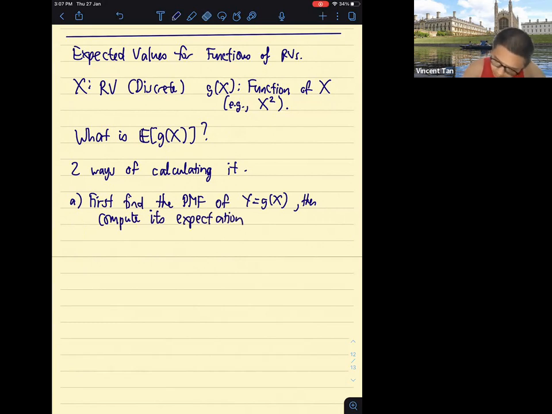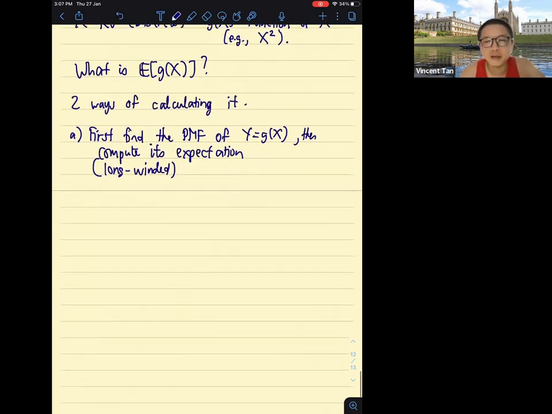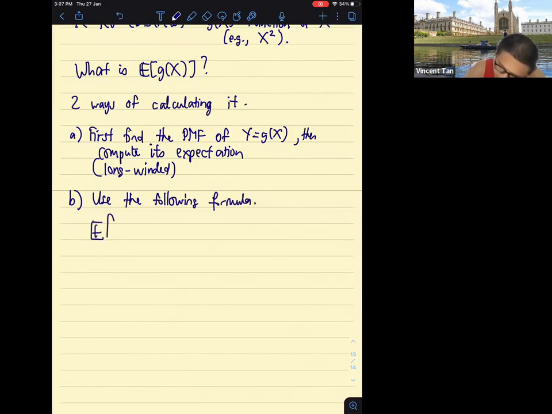But actually this is long-winded. This is a long-winded way, which I don't like. This is what we did just now for the variance. Now, B, another way is the following. Use the following formula. The expectation value of g of x is equal to the sum over all values of x, g of x, p_X of x.